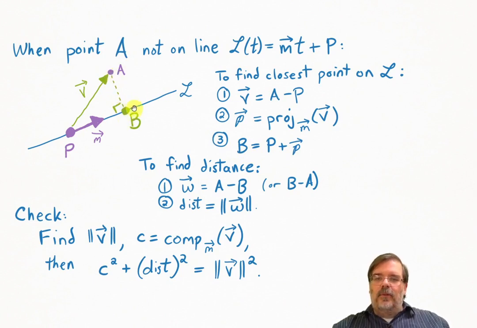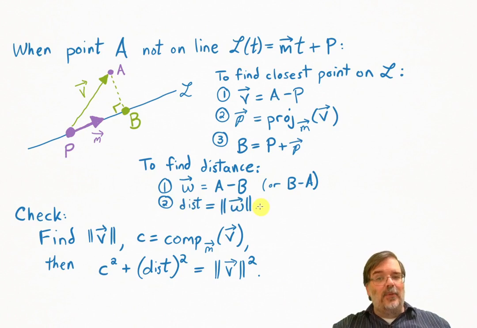First, we need the vector between these 2 points, and it doesn't matter if it's A minus B or B minus A. It doesn't matter which direction that vector points in, because we're really interested in the distance between those 2 points, which is the length of this vector. And that's how we can answer our other questions, right? Finding the closest point, B, and finding the distance from the point to the line, that's this right here.